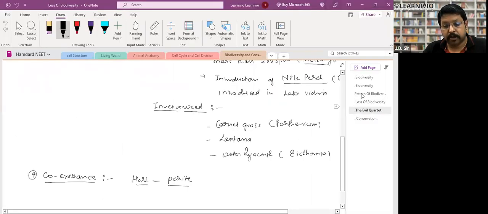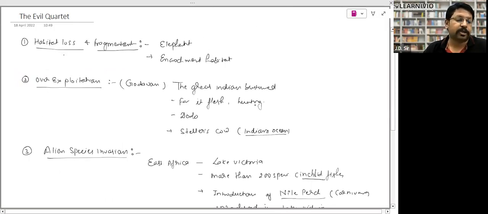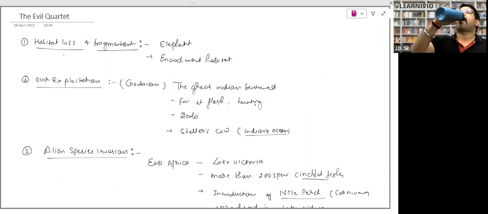Again, very important part, the quadrate evil. There are four evils which are responsible for the extinction of a particular species. Scientists have studied and they came to the conclusion that there are four major reasons for any species to become extinct or endangered.